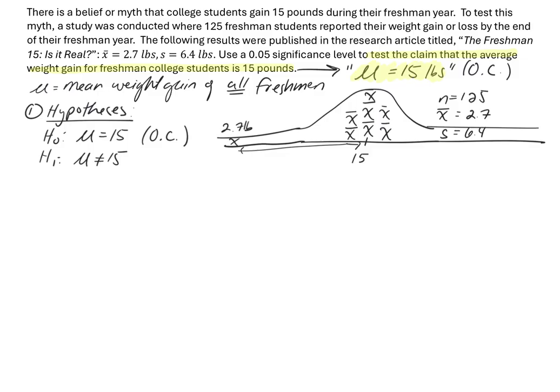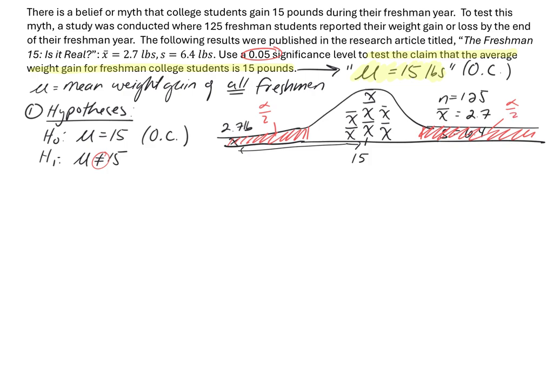Real quickly here, we're using a significance level of 0.05. Because I have the not equal sign, this means that I have a two-tailed test, which defines my critical region in the left tail and the right tail, where half of alpha is going to be on the left and the other half of alpha is going to be on the right.